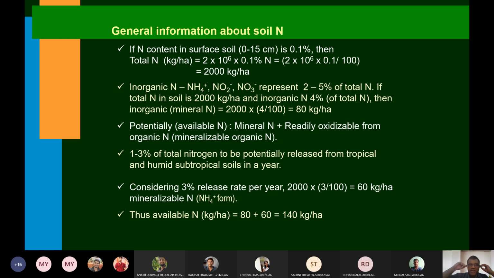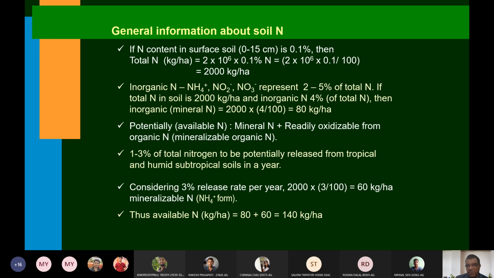Therefore, nature has made it very unstable. Once you get nitrite, within seconds, it is converted into nitrate. So in soils, nitrite nitrogen is not in large amounts. It is in very negligible amounts or traces. It is mostly ammoniacal nitrogen and nitrate nitrogen which make up your mineral nitrogen. So mineral nitrogen plus organic nitrogen. Now comes the available nitrogen. Nitrogen which can be made available to the plant during the growing season.